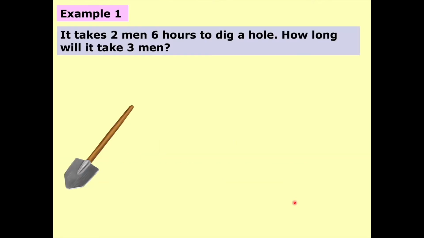So first example, it takes 2 men 6 hours to dig a hole. How long will it take 3 men to dig the same hole? We're going to start out with similar working to when we were doing direct proportion. So we're going to set out a little table. We're thinking about how many men and then how many hours it's taken. So we've got a men column and an hours column. We're just picking out information from our initial question.